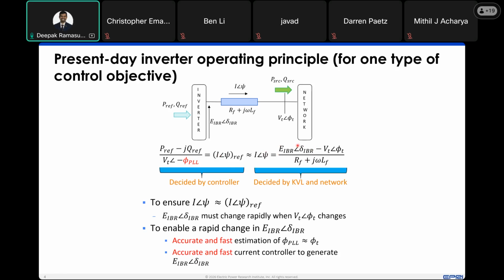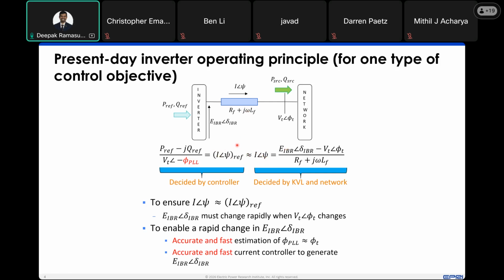If it doesn't do that, if this voltage doesn't change fast, then when a disturbance occurs on the grid and the grid side voltage changes, the inverter internal voltage remains unchanged or changes slowly, and one will result in having a mismatch between the current that is being drawn out from the inverter and the current reference that is determined by the controls. That can have beneficial impacts to the system, so we'll talk about that a little bit later.